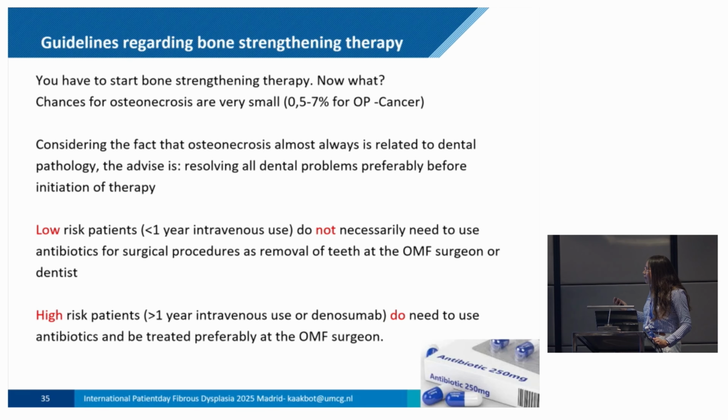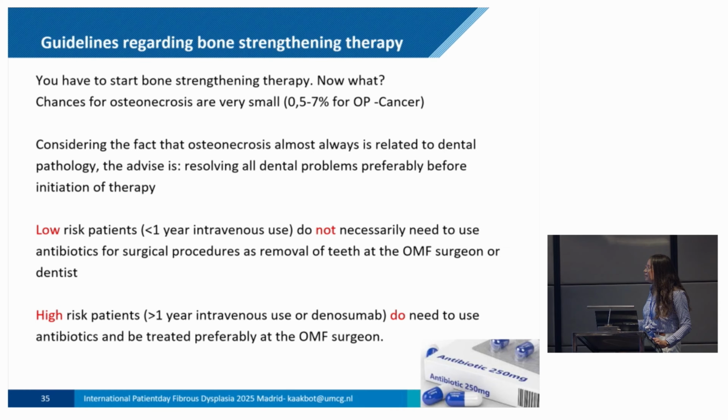So if you have to start, now what? Let me start by saying that the chances for osteonecrosis for fibrodysplasia patients is very small. The numbers that we have are 0.5 to 7%, but those are for osteoporotic or cancer patients. We don't have numbers of osteonecrosis in fibrodysplasia patients.